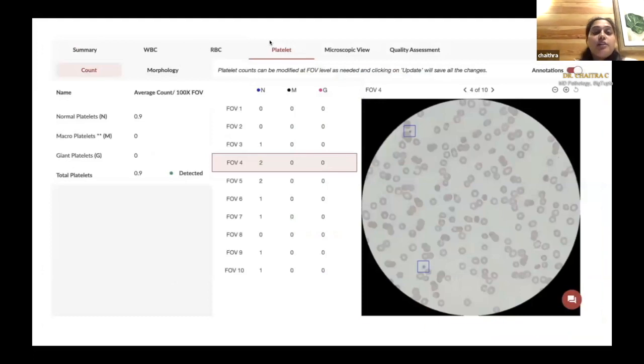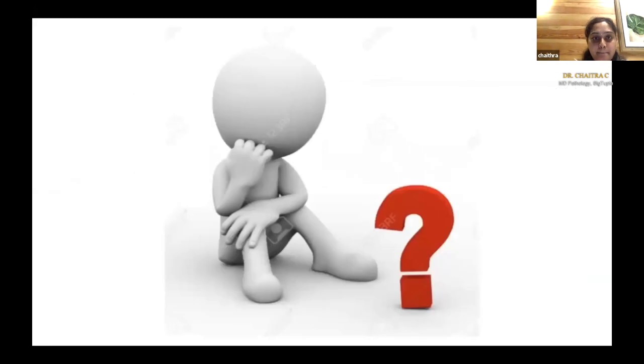We also have a platelet count feature, which is similar to manual microscopy, wherein we count platelets in 10 fields and take an average, and this gives a total platelet count. And we can multiply this with 15,000 or 20,000, as we do in our routine practice. So this gives the platelet count. In this case, there was thrombocytopenia.